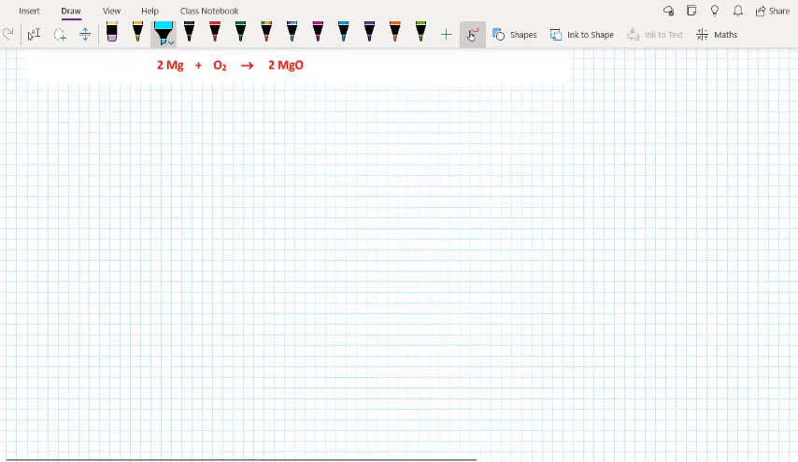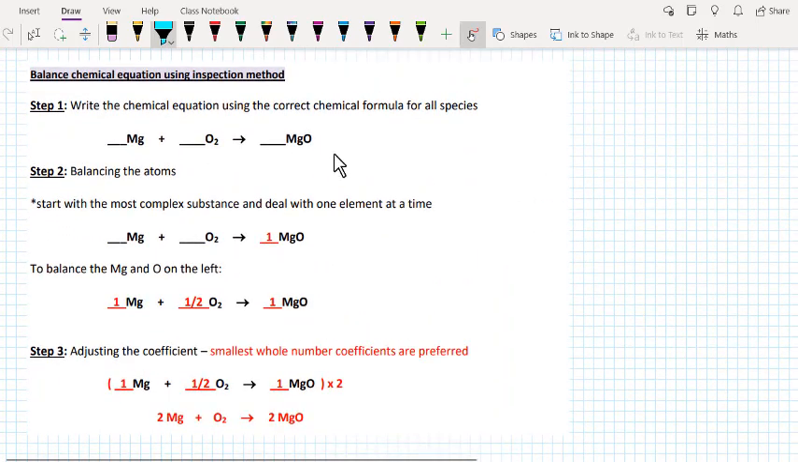So first of all, let's look at balancing equations using the inspection method. The inspection method here means the normal way we balance a chemical equation. But here I give you several steps as a guideline on how to start balancing an equation. Step 1, write the chemical equation using the correct chemical formula for all species.